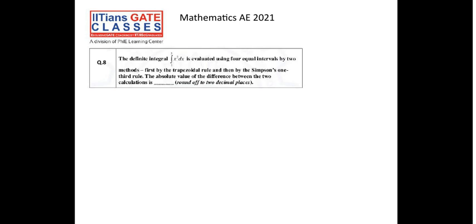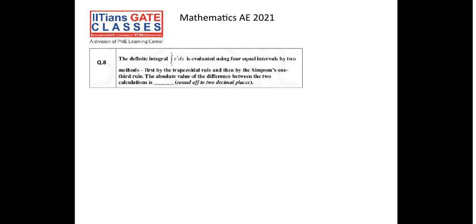Moving on to the next question. The definite integral of x squared dx from 1 to 5 is evaluated using 4 equal intervals by 2 methods. First by the trapezoidal rule and then by Simpson's 1/3 rule. The absolute value of the difference between the two calculations is.